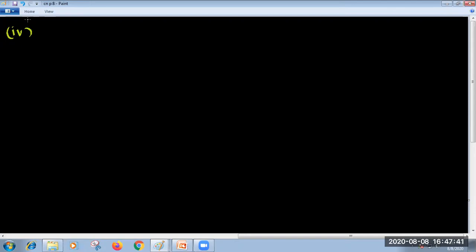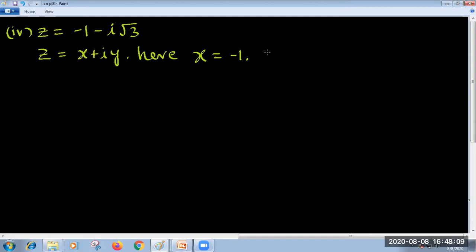Now let us take the given complex number as z is equal to -1 minus i√3. So comparing this given complex number with the standard form, here x value is -1, y value is -√3.